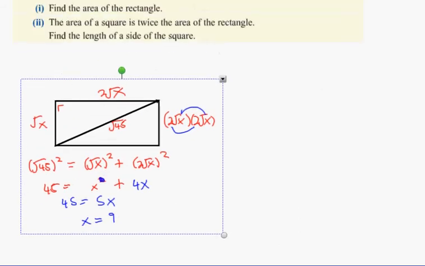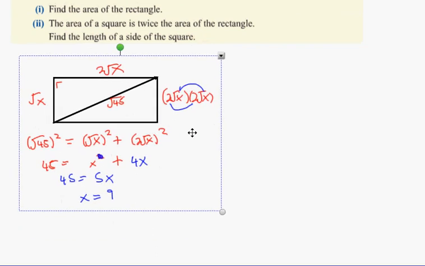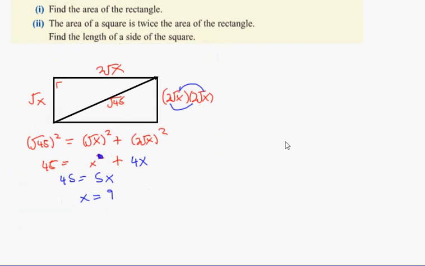The next question is, the area of a square is twice the area of the rectangle. Find the length of the side of the square. Okay. You know nothing about this square at the moment. But what you do know is that it's twice the area of the rectangle. Is there any way we can get the area of the rectangle? Any chance at all? Yeah.